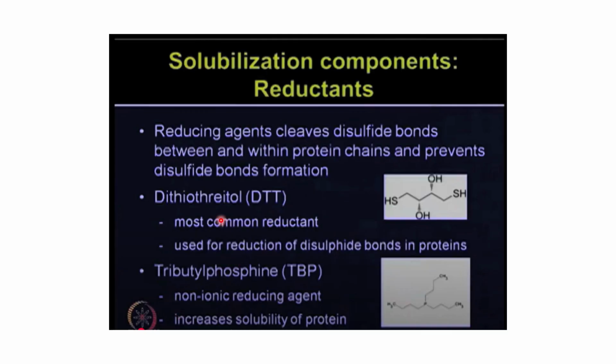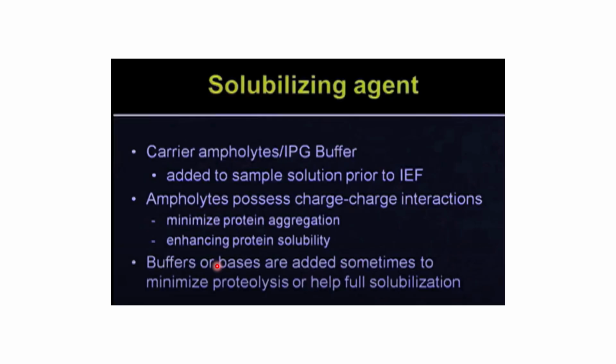You can add certain reductants like dithiothreitol or TBP. It is most common, so it removes the disulfide bonds present in the protein. It increases the solubility of protein by giving some non-ionic reducing agent. So depending upon your protein of interest, the solubilizing agent will differ, and that will help you to solubilize the protein.